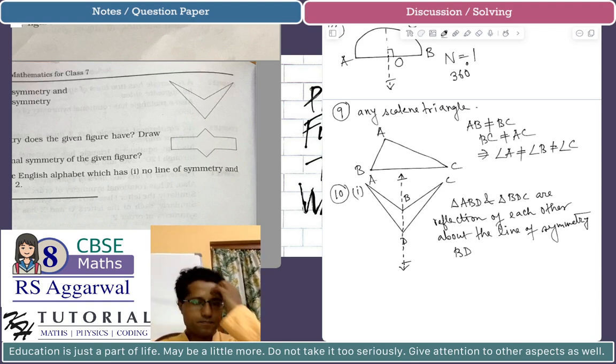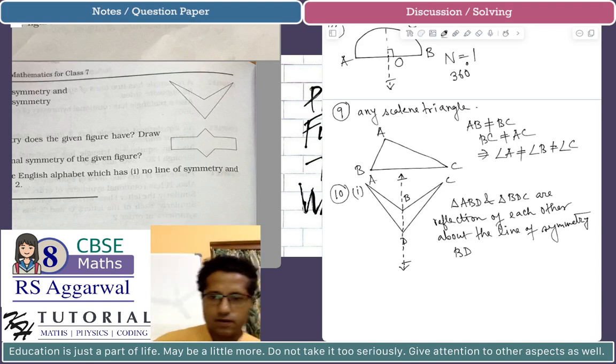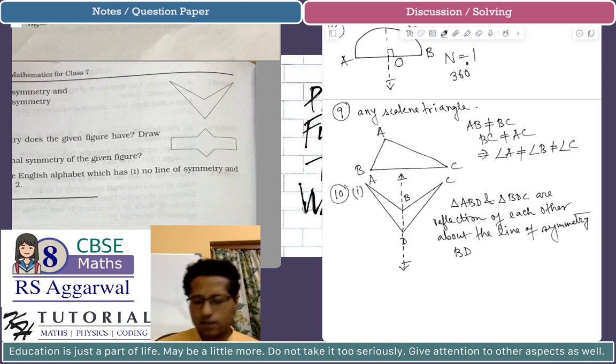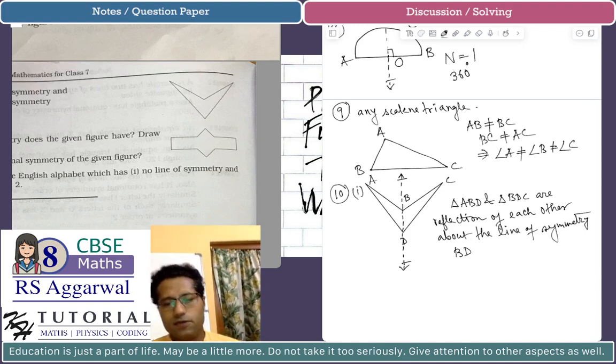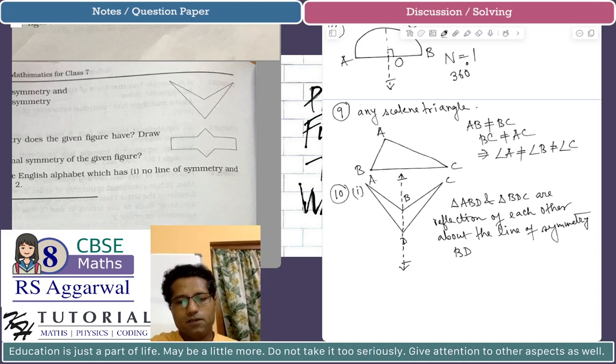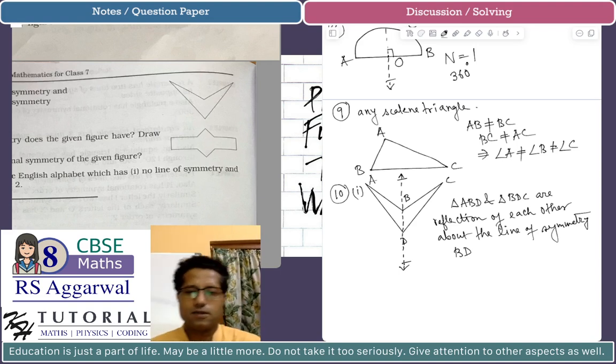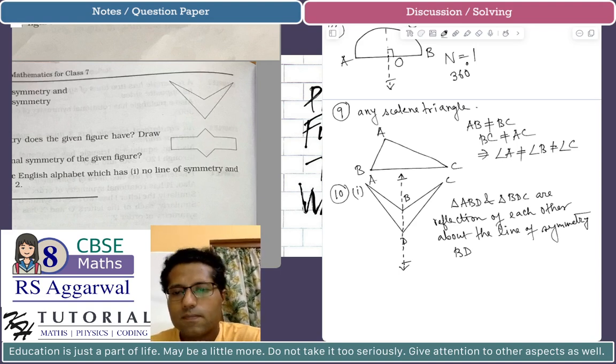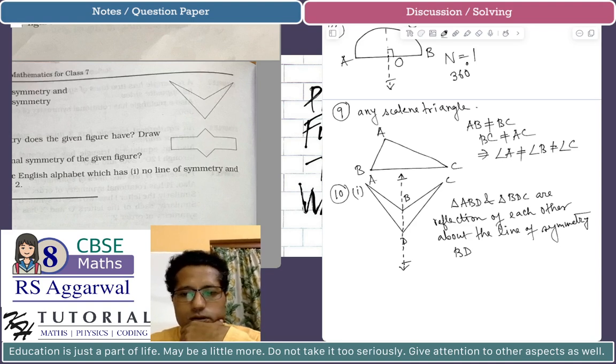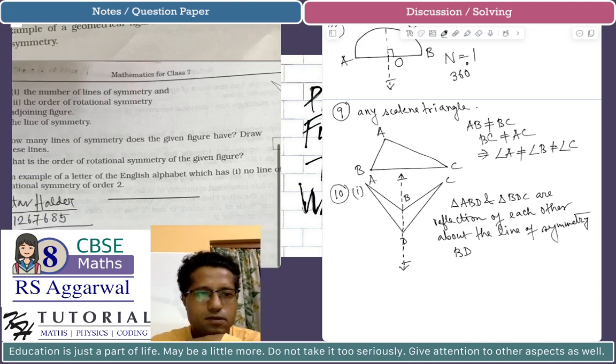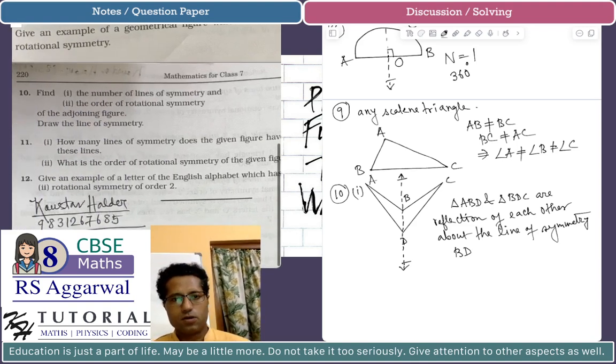If I name the vertices of the given figure as ABCD, the line joining the points B and D will be the line of symmetry for this figure. Now we need to check whether this figure has any order of rotational symmetry or not. No, I don't think so. The question is to draw the line of symmetry and find the order of rotational symmetry of the adjoining figure.